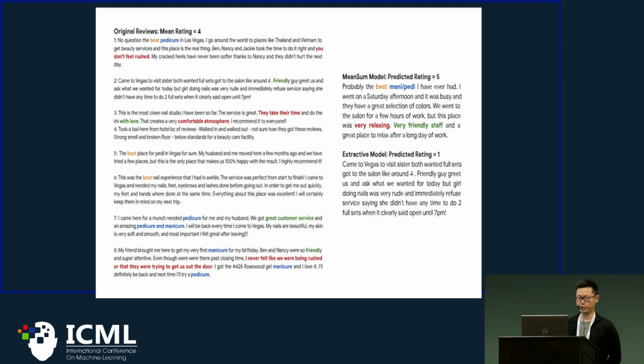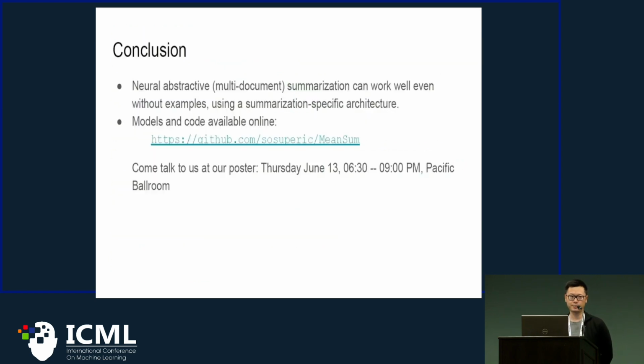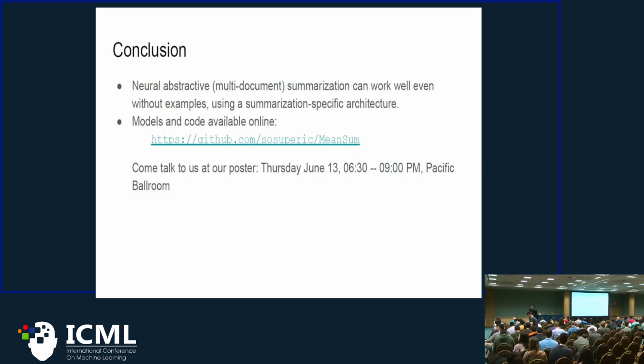To conclude, we showed how to do zero-shot abstractive summarization with neural models by moving away from conventional sequence-to-sequence approaches to a summarization-specific architecture. If you're interested in trying it, the code's available online, including model weights, as well as ground truth data.